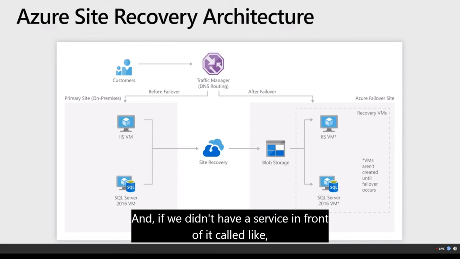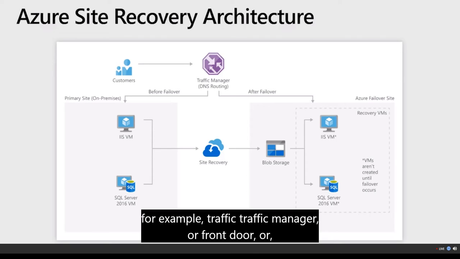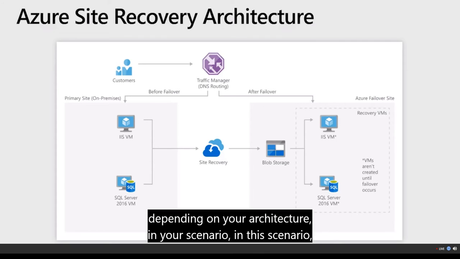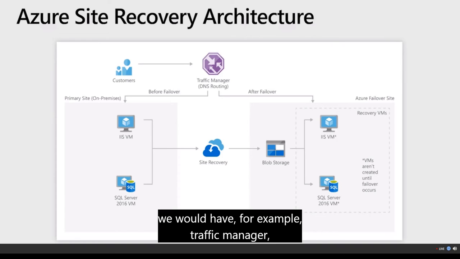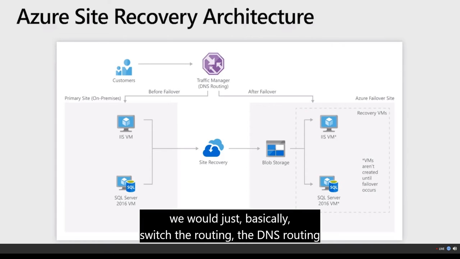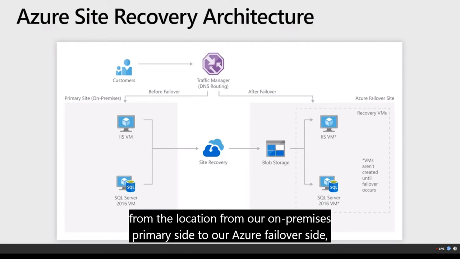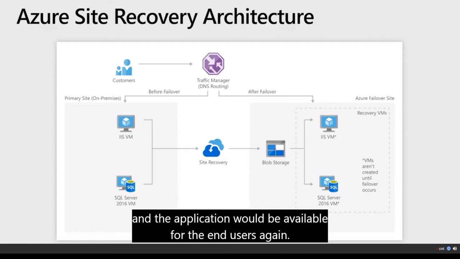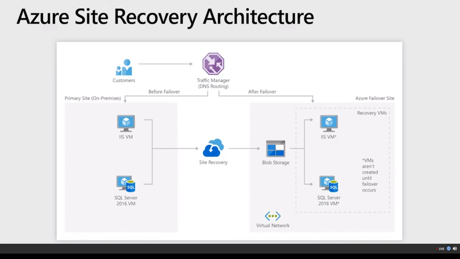And if we then have a service in front of it called, like, for example, Traffic Manager or Front Door, or depending on your architecture and your scenario, in this scenario, we would have, for example, Traffic Manager. We would just basically switch the routing, the DNS routing, from the location from our on-premises primary side to our Azure failover side, and the application would be available for the end users again. So absolutely great service. So let's go into a quick summary.